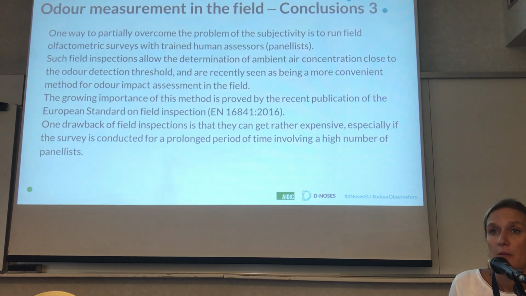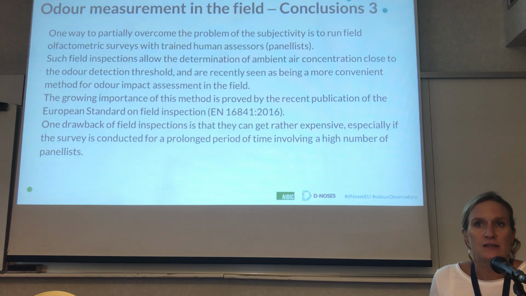This can be partially overcome by running field inspections with a trained panel of people, according, for example, to the two methods foreseen by EN 16841. Especially the first method, the grid method, has the drawback of being rather expensive, because we are talking about surveys that last 6 months, 1 year, which involve a certain number of participants who must go out and register their odor perception at any time in the day and in the night. So these surveys might become very, very expensive. On the other hand, the plume method is less expensive, but it gives very partial information because it only allows evaluating the extent of an odor plume in a certain condition.